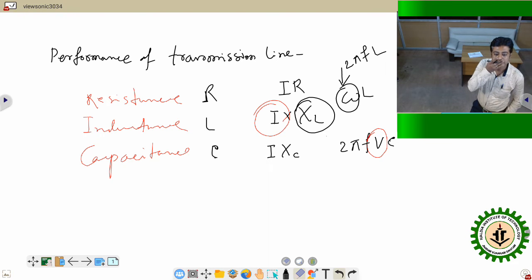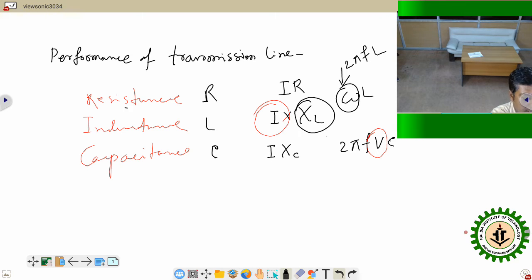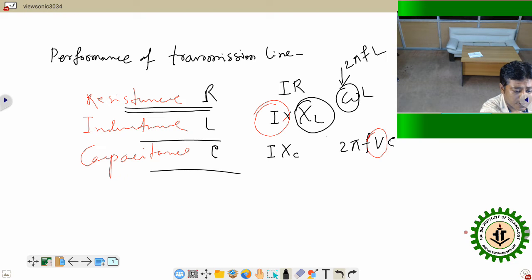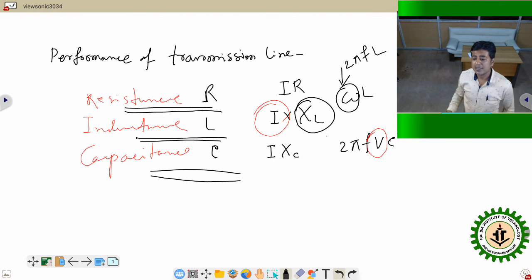Now, as there are three parameters, the resistance, inductance and capacitance, how will these parameters influence the transmission line? How much value of each parameter will affect the transmission line? So that we get, and we analyze the efficiency and the regulation of the transmission line.